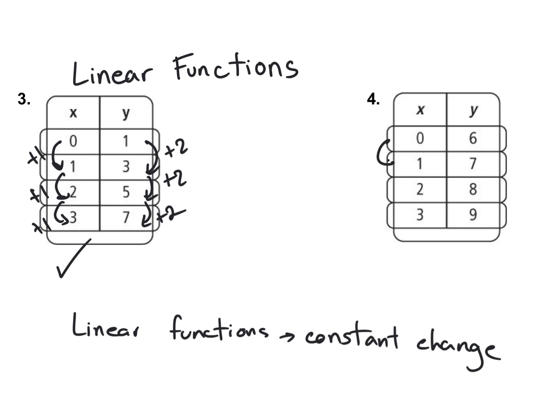Same here. This is plus 1, plus 1, plus 1. And then right here, it actually happens to be plus 1 as well for the y. So it doesn't have to be the same number as long as they're consistent within the y and within the x. That's how you're able to tell if it's a linear function based on a table.